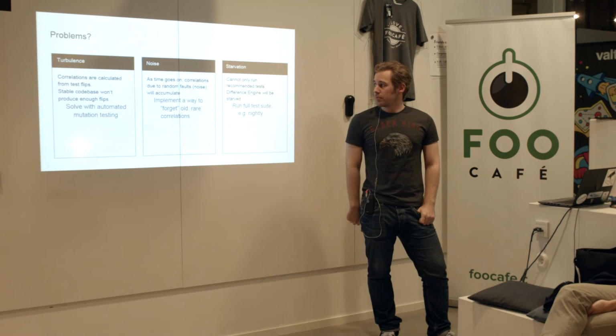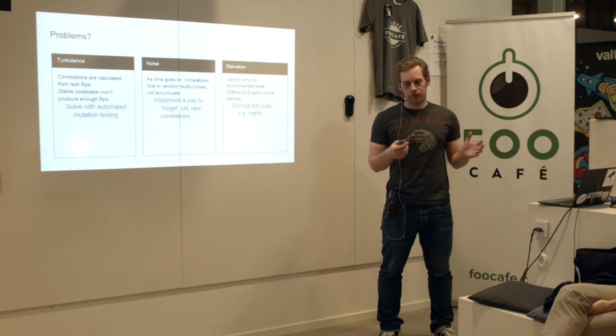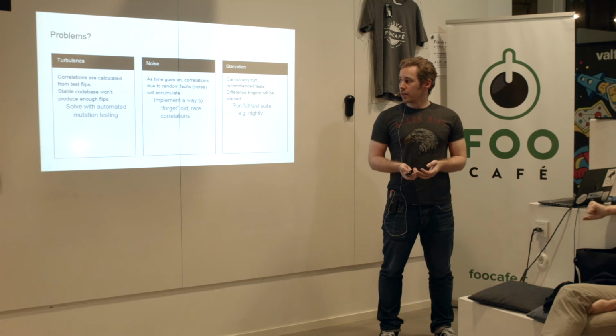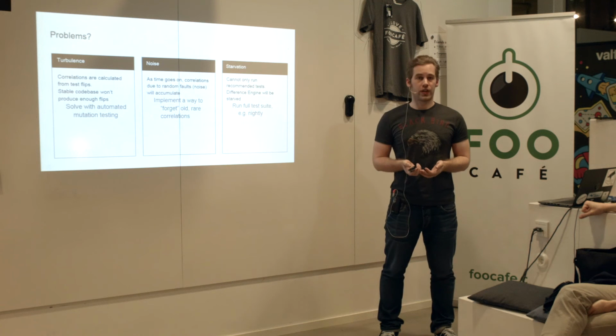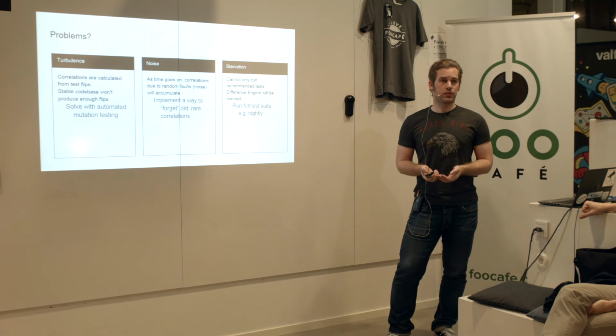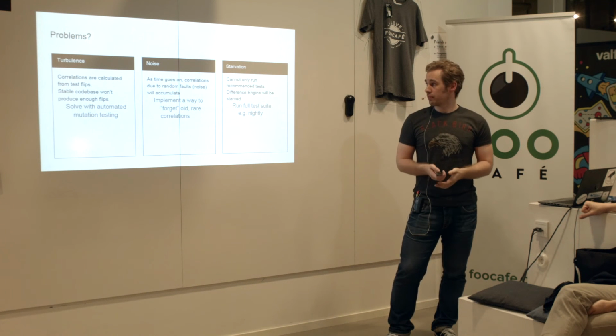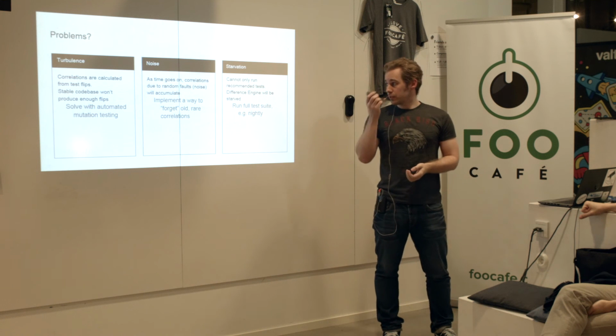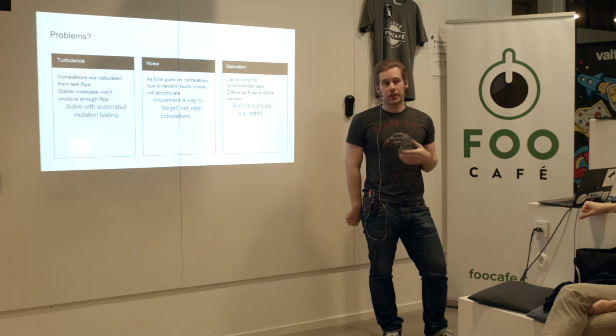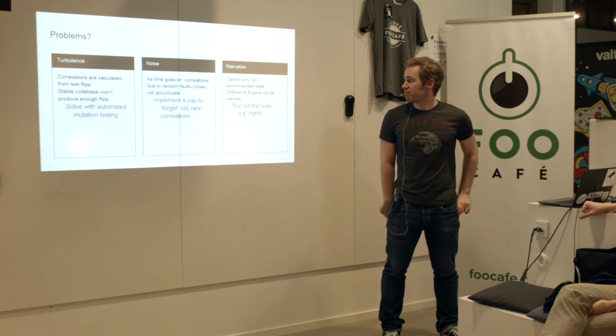Noise is another problem, because as time goes on, I will find false correlations, that are correlations that are due to random faults, for example, disk failing or network problems. These will cause tests to fail as well, and the code package will be correlated with the test, but erroneously. The solution to this would be to implement a way to forget old and rarely occurring correlations. Currently, my program doesn't support it.